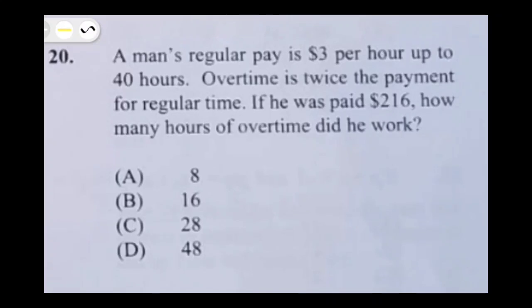Question 20. A man's regular pay is $3 per hour up to 40 hours. Overtime is twice the payment for regular time. If he was paid $216, how many hours of overtime did he work? First, we need to find out how much he was paid for his 40 hours regularly. So that's 3 times 40, which gives us a total of $120. We know how much he got paid regularly, and we know the total amount that he got paid.